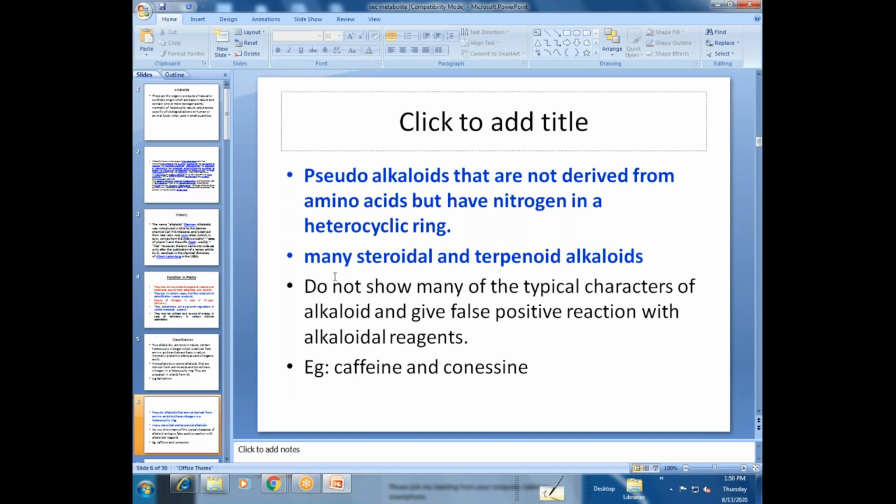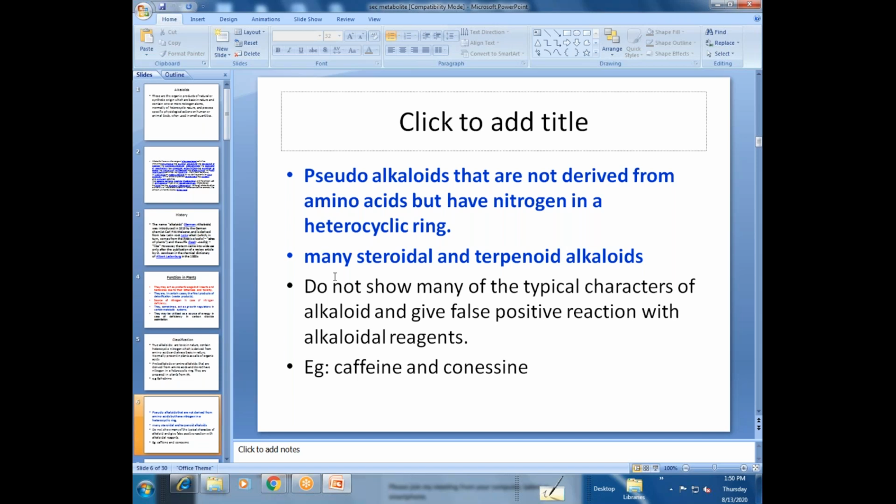What are those alkaloidal reagents? Dragendorff's, Hager's, Wagner's, and Mayer's reagent. These are the four reagents which we use for the tests for alkaloids. This is called a pseudoalkaloid.